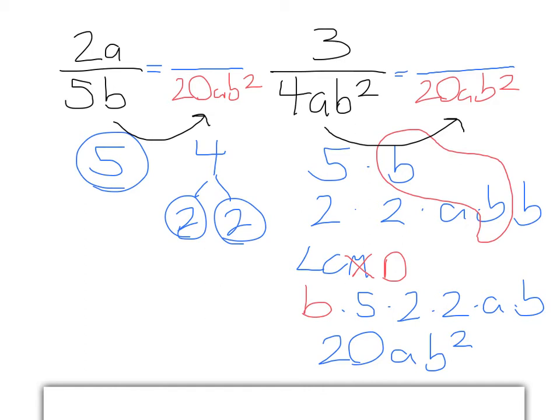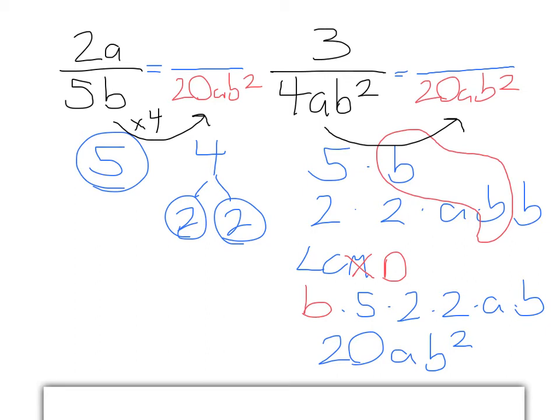Let's start, though, with the numbers that we're familiar with. Here we have a 5 and a 20. How can we go from 5 to 20? What comes into your head instantly? Yeah, mine too. Multiply by 4. But we're not done. We're trying to get 5b to become 20ab squared. So to get 5 into 20, we multiply it by 4. But we have to make this b into ab squared. So let's just focus on the letters now.